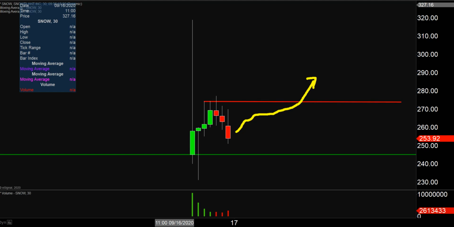So that's going to be the main level that I'm very curious about and watching. So 275 key level of resistance, 245 key level of support. Let's see how this one plays out on Thursday.